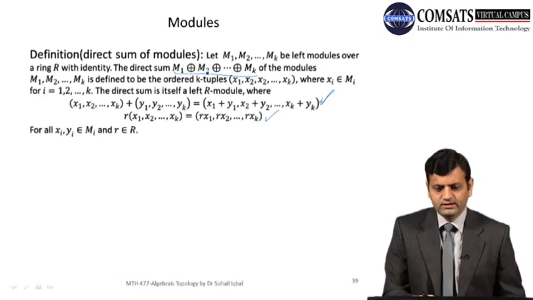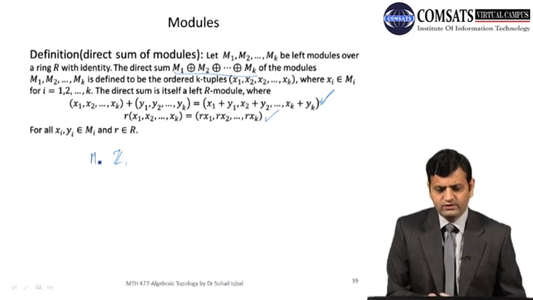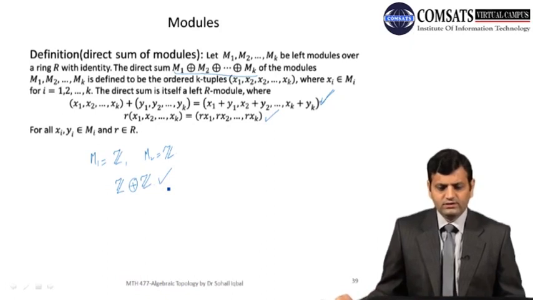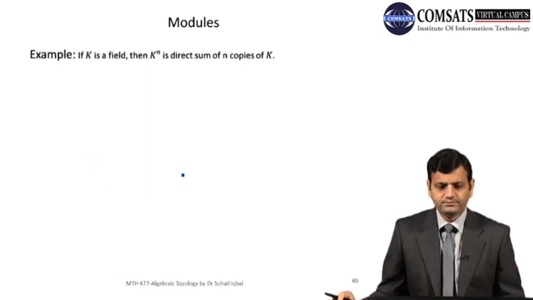So given, for example, Z, I can take M2 to be Z as well. So I can take the direct sum of Z and Z, and this becomes a new Z-module, because Z is a Z-module as well. I'm taking this Z as a Z-module and M2 as a Z-module, and this Z plus Z, the direct sum, is also a Z-module.